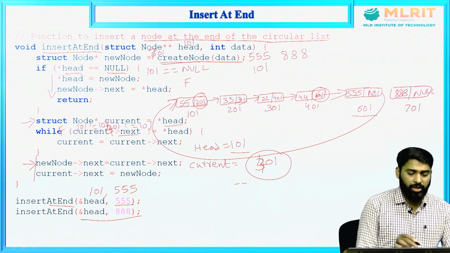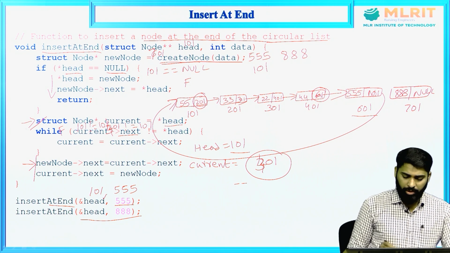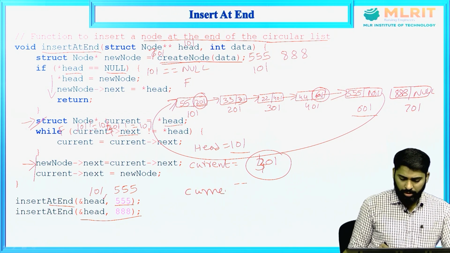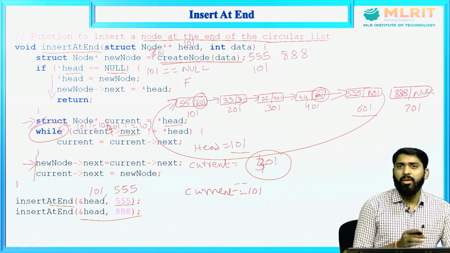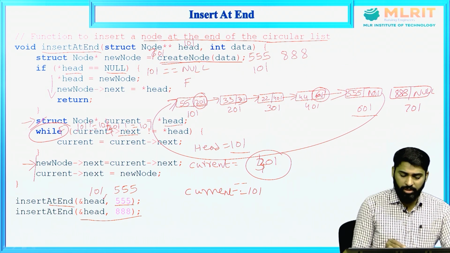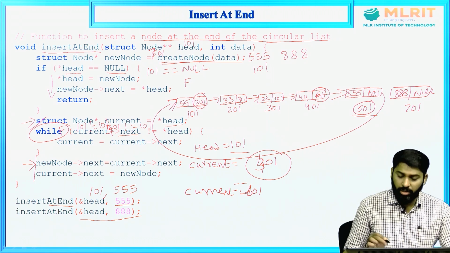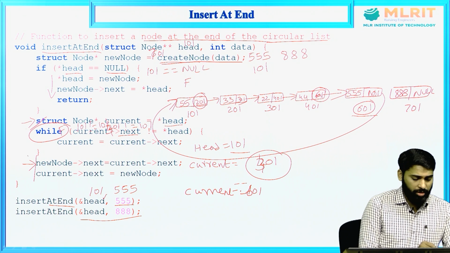Now you are going to check head equals null. So 101 equals null is false. So go to here. Here we are taking one current. So current equals head. Here we run this while loop to reach the last node in the single linked list. In this list the last node is 601. So the current is 601 after execution of this while loop.